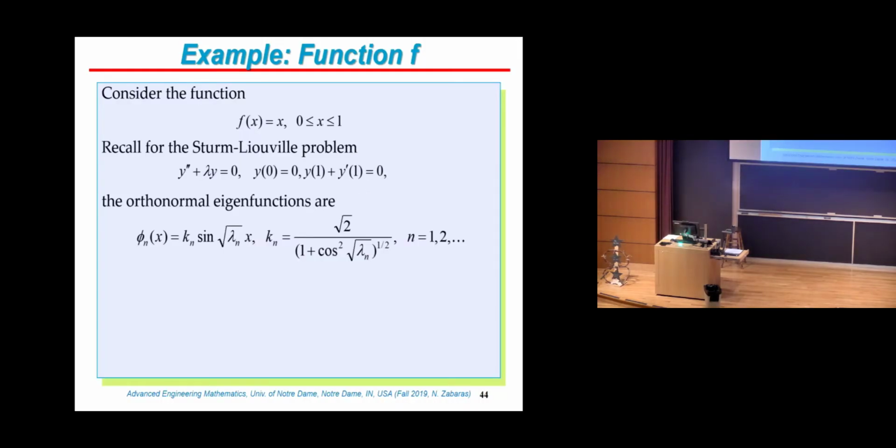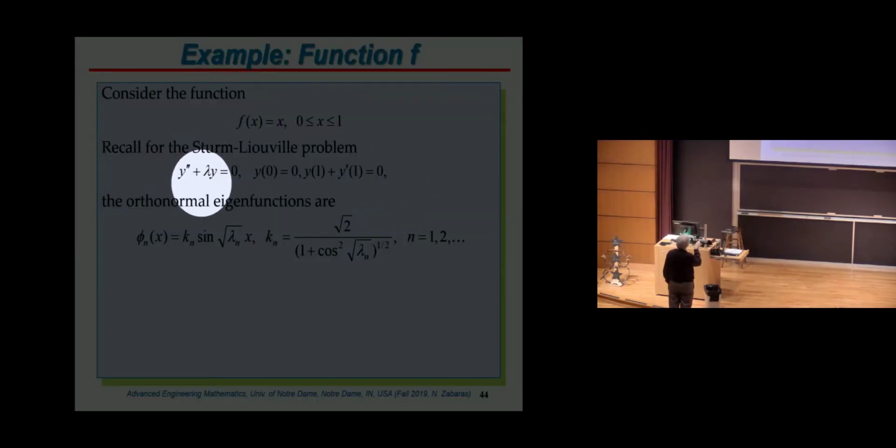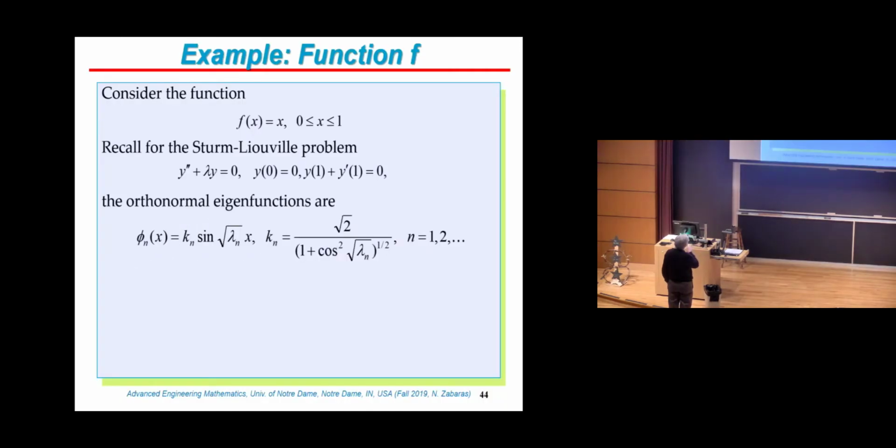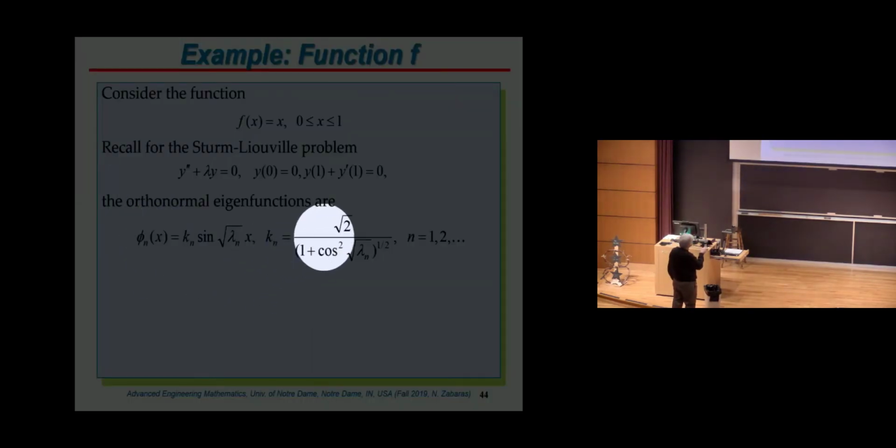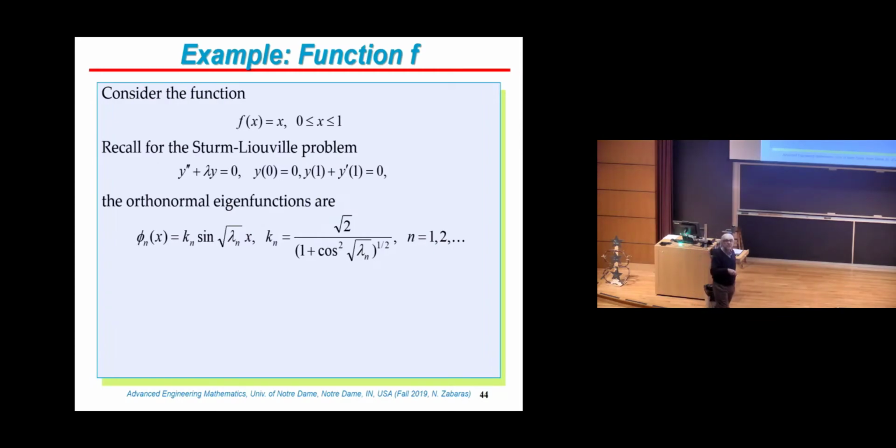OK. We already have computed the eigenvalues and eigenfunctions of this simple Sturm-Liouville problem. This has been our reference problem for the last 2 or 3 lectures. So the eigenfunctions are sine of square root of lambda n times x, and I put a coefficient kn. And where did this kn come from? Where did I get that kn? It was in an earlier lecture. We went fast like that. How do I get that kn? What was the idea?